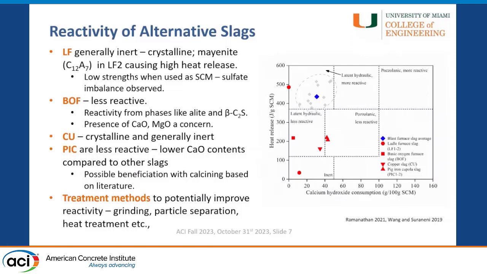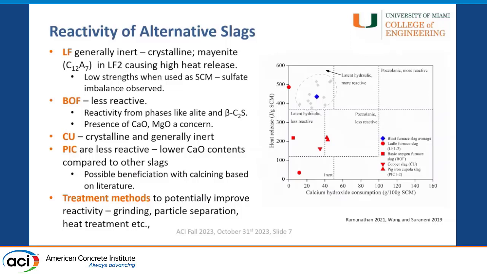Then basic oxygen furnace slag is also less reactive, and its reactivity is from phases such as C3S and B-lite. A major concern here is the presence of free lime and magnesium oxide. If you look at copper slags, they are crystalline and generally inert, and the pig iron slags are somewhat reactive but very little. The important thing about this is they have low calcium oxide contents. That indicates that some beneficiation could be done, with methods such as calcining, which has been done in literature to improve reactivity. There are a bunch of treatment methods being explored, such as mechanochemical activation. Pranoy and his students are continuing this work.